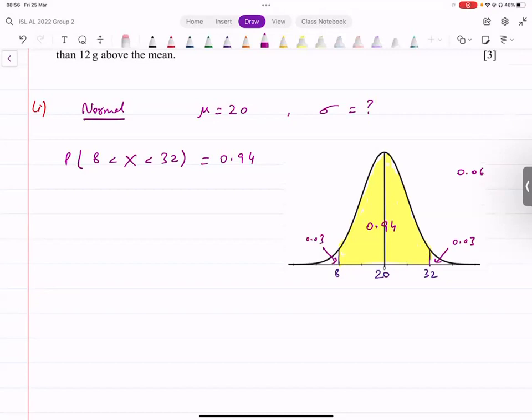Right? So what we can understand from this is, अगर हम 32 के लेफ्ट साइड पे देखें, हम कह सकते हैं कि probability of x being less than 32, that is actually 0.94 plus 0.03, and that is 0.97. तो वो two sided interval के बजाय हमने इसको one sided interval में convert कर लिया, and it looks like this. Right? Does this make sense to everyone?